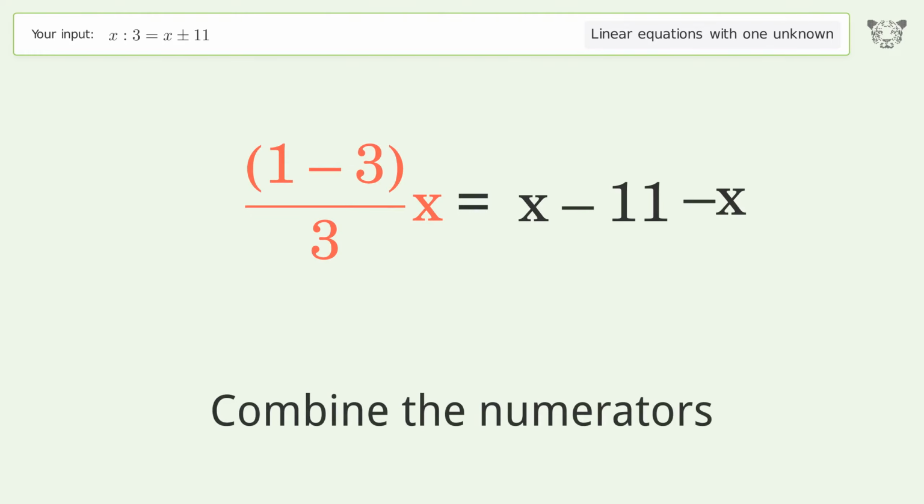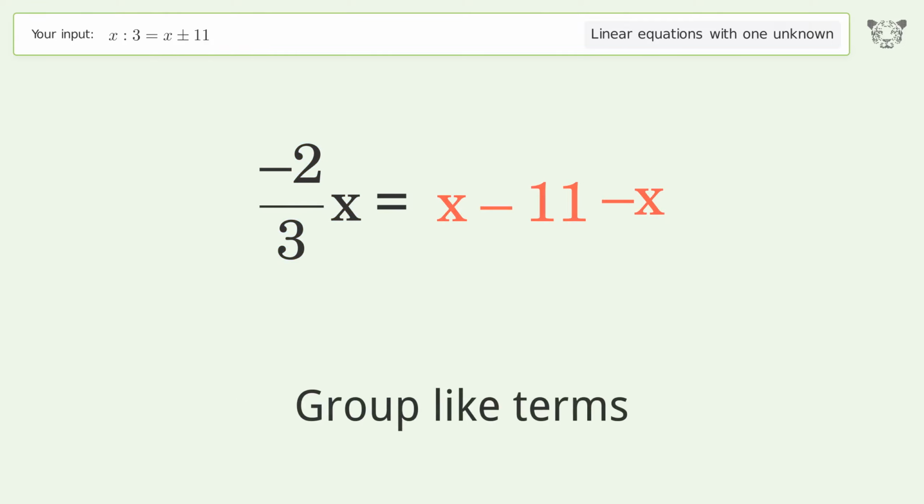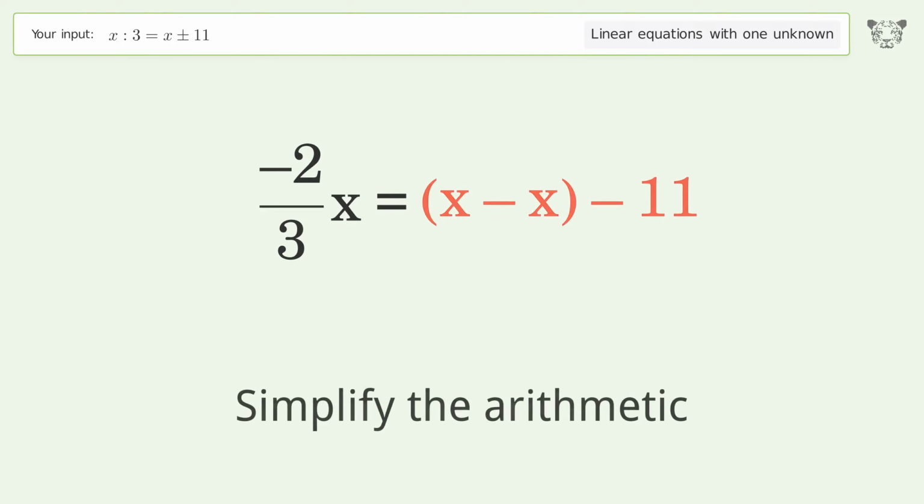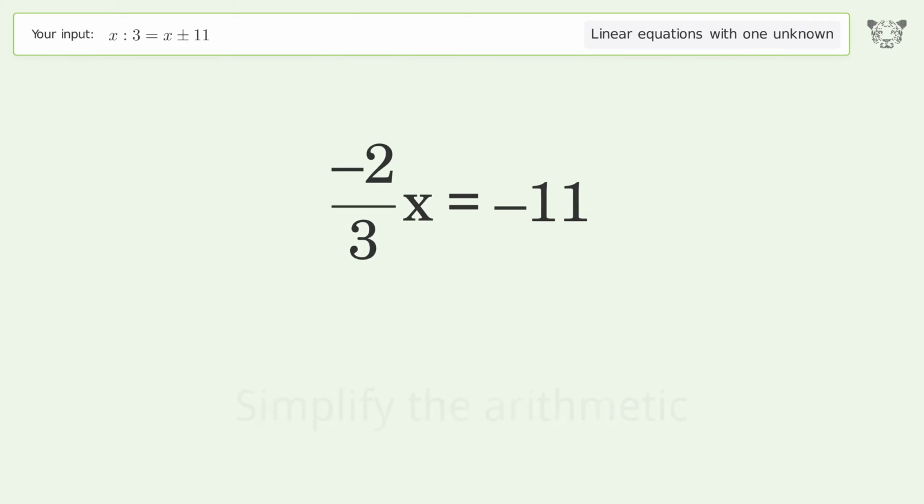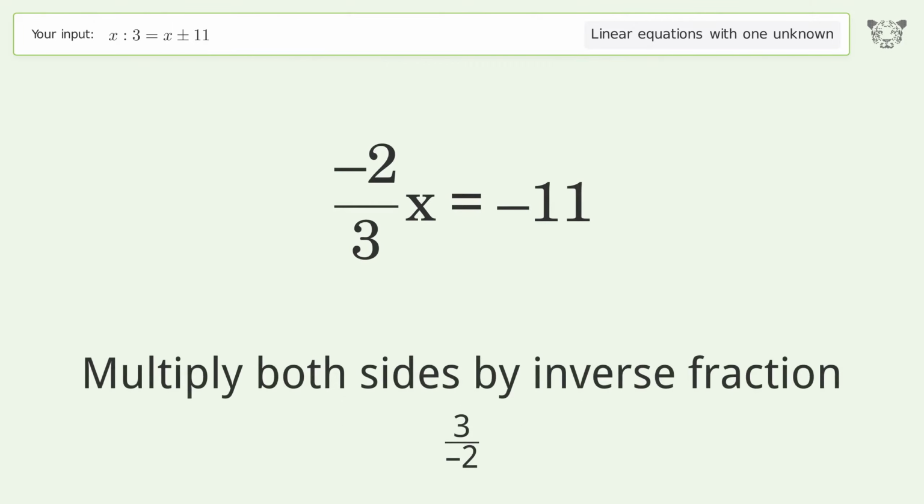Combine the numerators. Group like terms. Simplify the arithmetic. Isolate the x. Multiply both sides by inverse fraction 3/2.